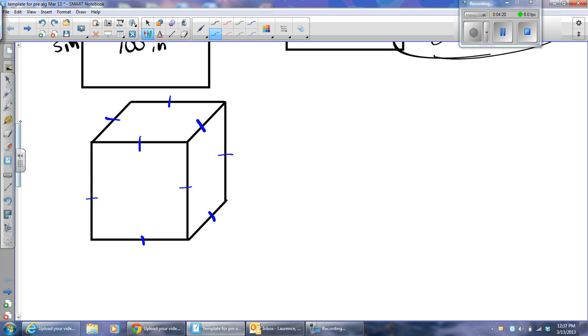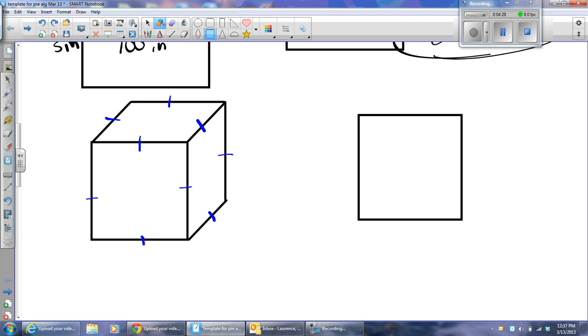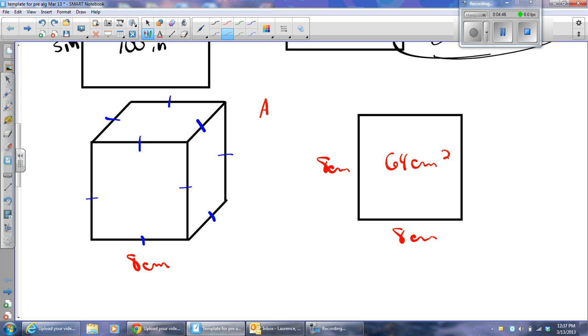The cube is easier because the cube is made up of 6 squares. So all I need to know is the measurement of 1 square, and then I can multiply it by 6. Let's say this square is 8 centimeters on a side. That means it's 8 centimeters by 8 centimeters, and the area of that would be 64 centimeters squared, because the area of a square or rectangle is just base times height. Then I'm going to multiply 64 by 6.